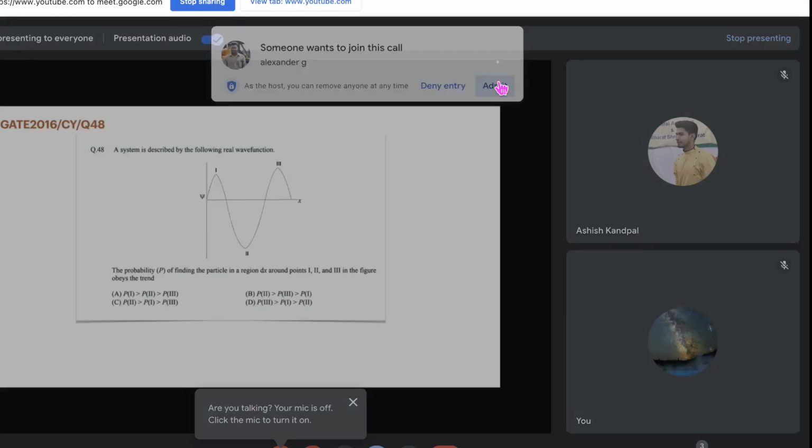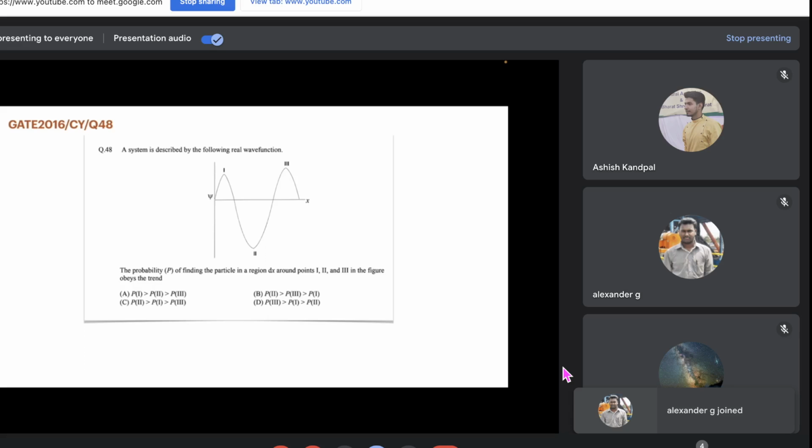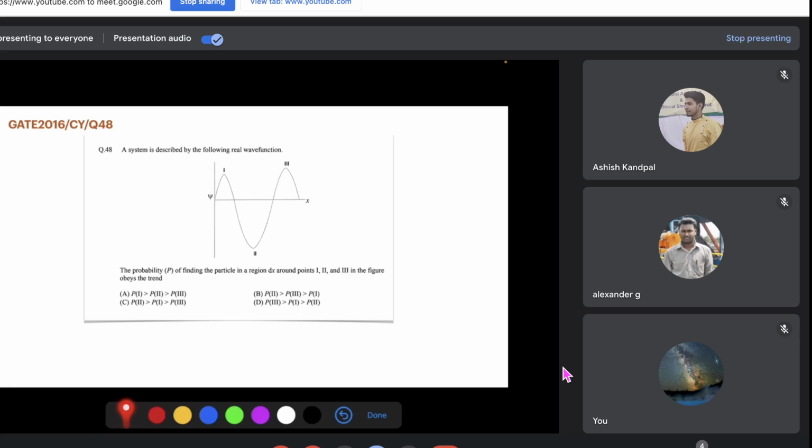Hello everyone. In this video, I will be solving GATE 2016 chemistry question number 48. This question states that a system is described by the following real wave function. The given wave function is like this. Here it is divided into three regions: 1, 2, and 3. So we need to find the probability P of finding the particle in a region dx around the points 1, 2, and 3 in the given figure.